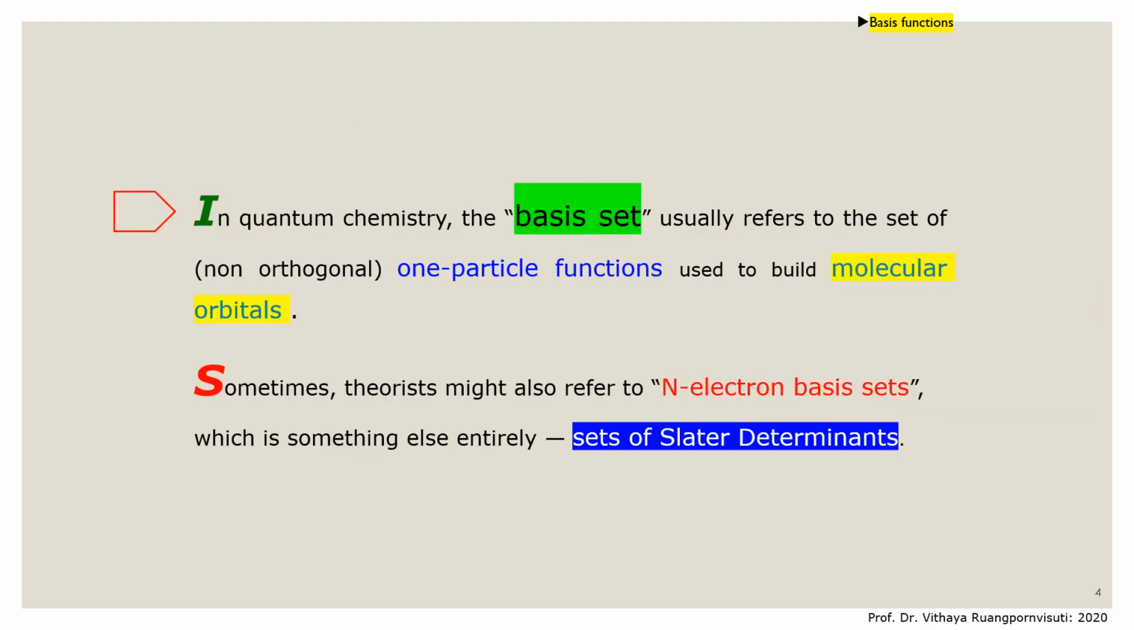In quantum chemistry, the basis set usually refers to the set of one-particle functions used to build molecular orbitals. Sometimes theorists might also refer to an electron basis set. This is something else entirely: sets of Slater determinants.